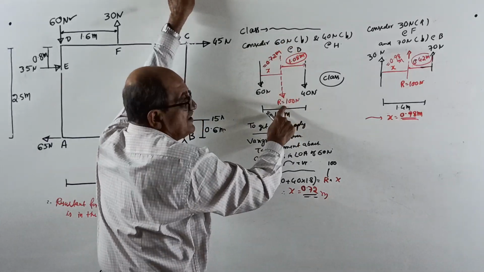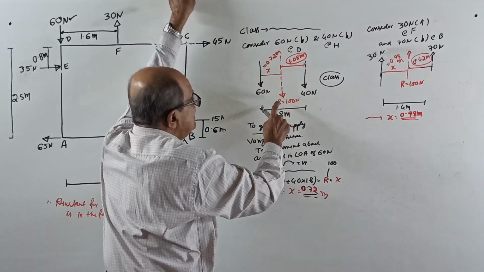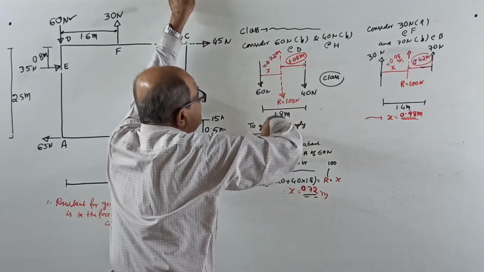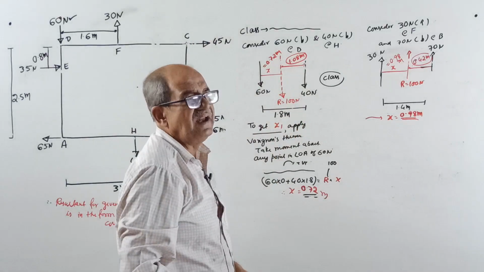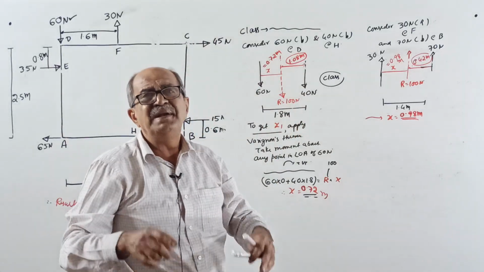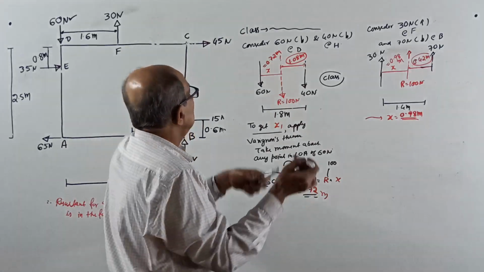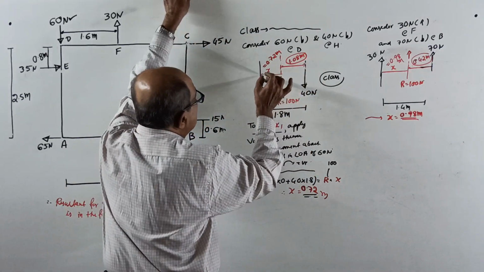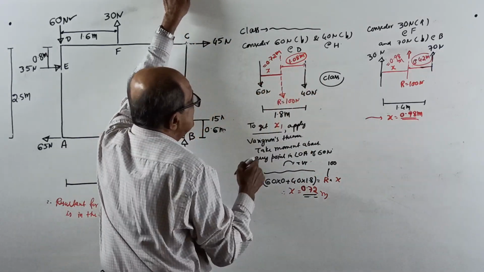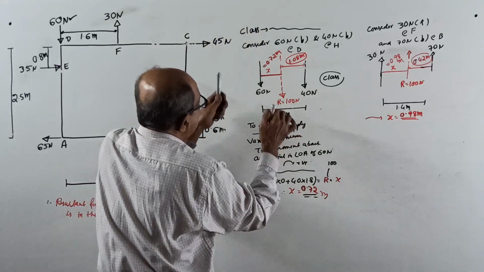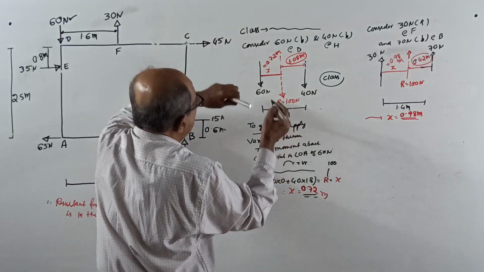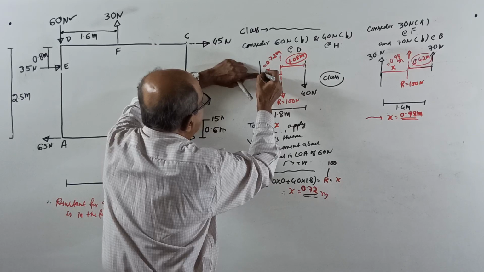Let R be the resultant for these two forces. R equals 60 plus 40, 100 directly. If this is not clear, better drop the subject. Now let the resultant be at X from here. To get X, apply Varignon's theorem. Take moment about any point in this line of action.